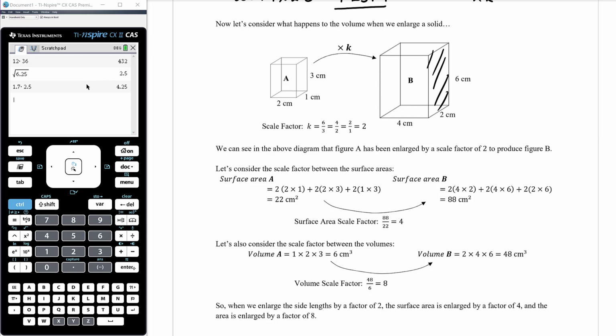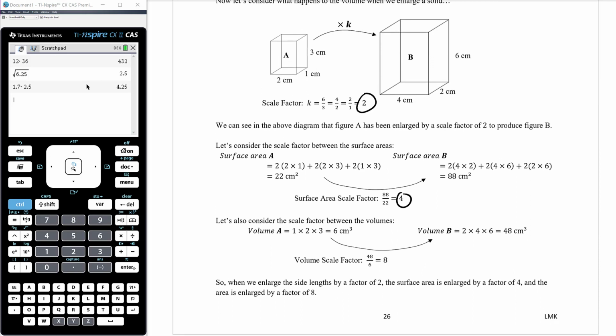Okay, so if we calculate all that, we've got 2 lots of 4 by 2 plus 2 lots of 4 by 6 plus 2 lots of 2 by 6, and that works out to be 88 centimeters squared. So indeed, the area scale factor is 4. Okay, so we already knew that. And so hopefully we're probably coming to some sort of conclusion about what we think is happening between the volumes.